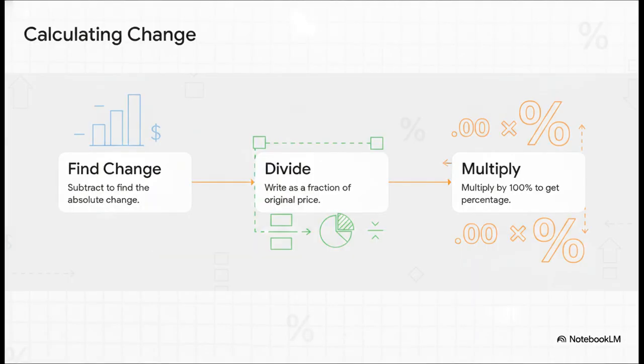To get this right every single time, there's a really straightforward 3-step flow. Step 1, you just find that absolute change. Simply subtract the old value from the new one. Step 2, divide that absolute change by the original value. And Step 3, take that decimal and multiply it by 100%. That's it. It's a foolproof little formula that works no matter what.